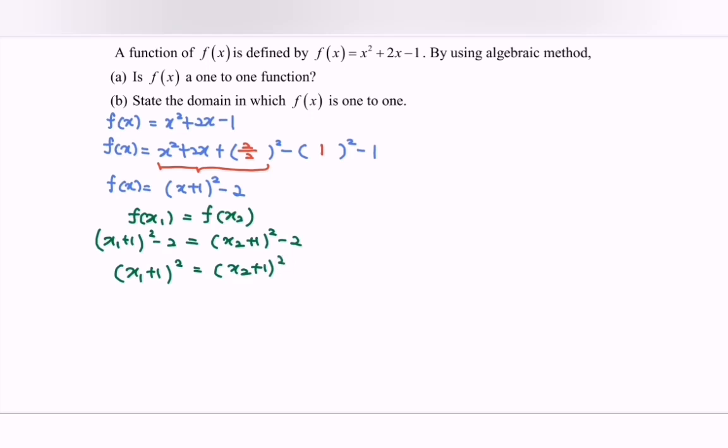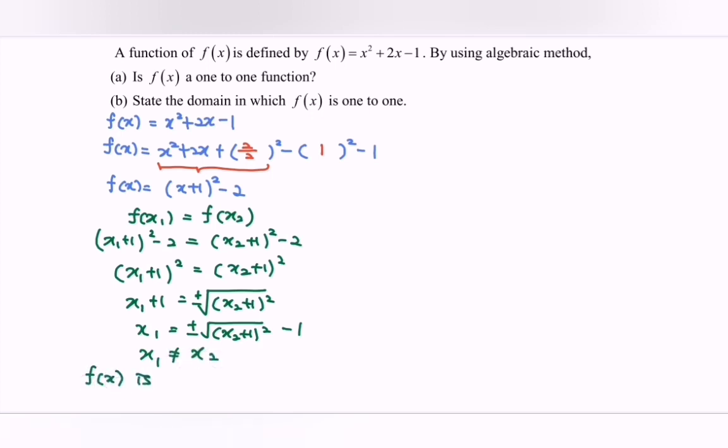We have to square root both sides. So x1 plus 1 equals plus or minus the square root of (x2 plus 1) squared. x1 equals plus or minus the square root of (x2 plus 1) squared, minus 1. So as we can see, x1 is not equal to x2. So we can say f(x) is not a one-to-one function. Reason? Because x1 is not equal to x2.